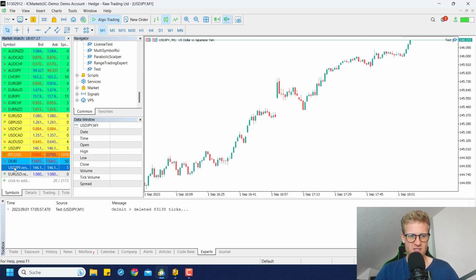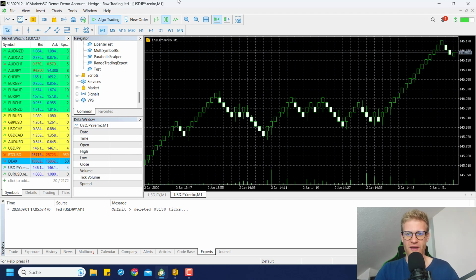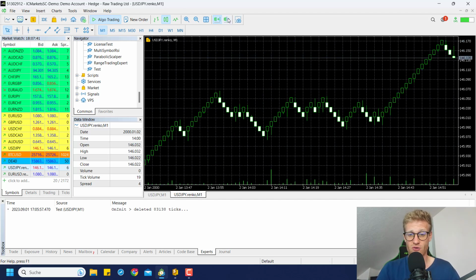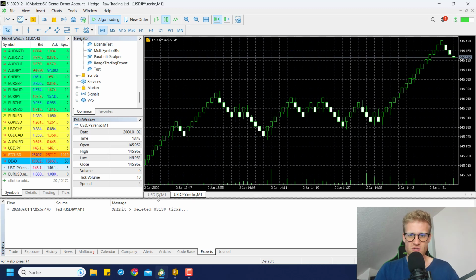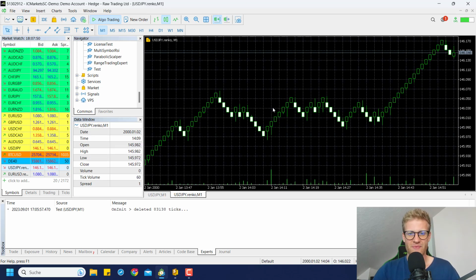So now I can find it in the symbol list here in the market watch. I can right click it and click on chart window to open this Renko chart. And here you can see this is not really looking like a Renko chart, right? This is because I have to move to the 1 minute time frame. And now we have the Renko chart. And you can see this one looks really different compared to this one, right? So I think everyone can see it at first view.